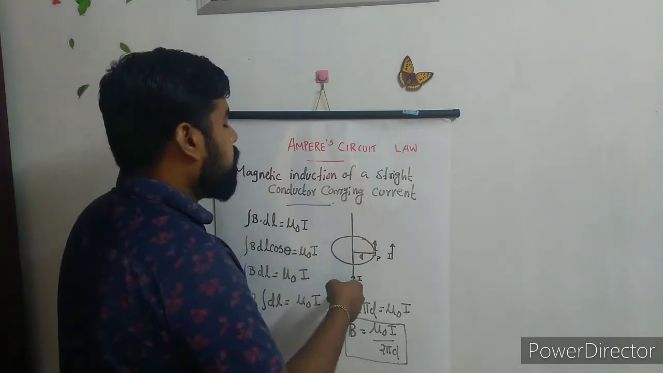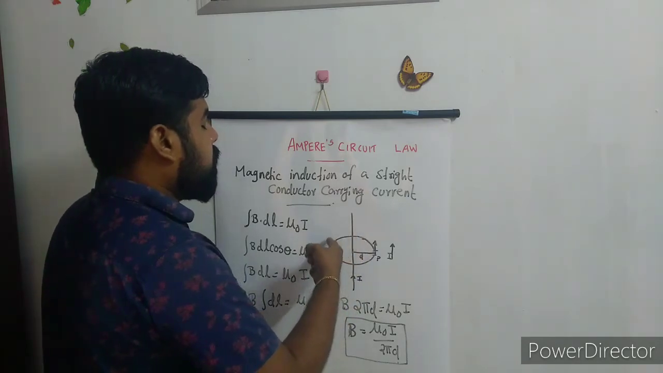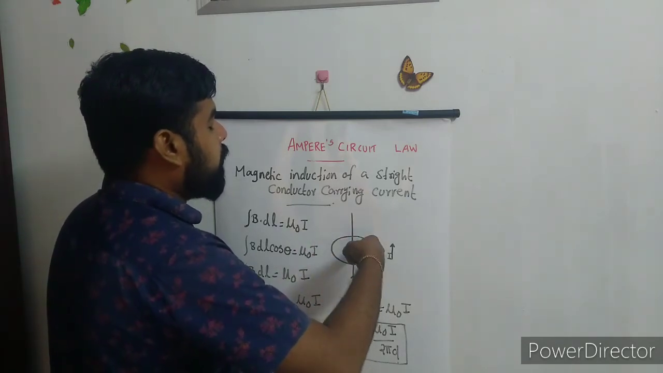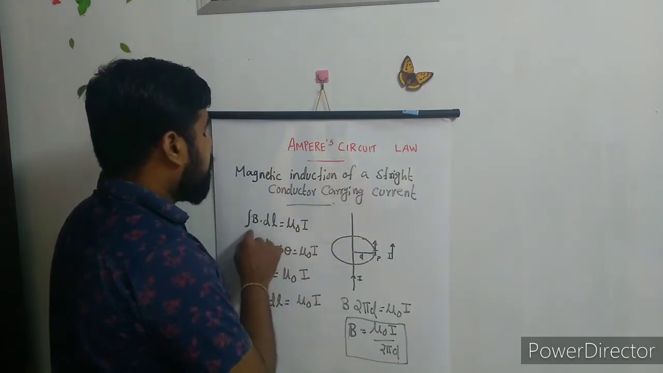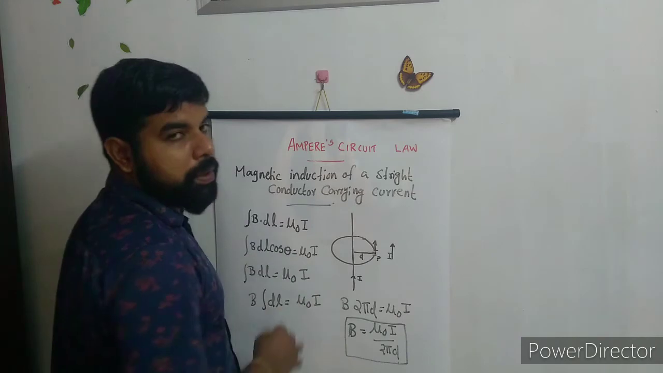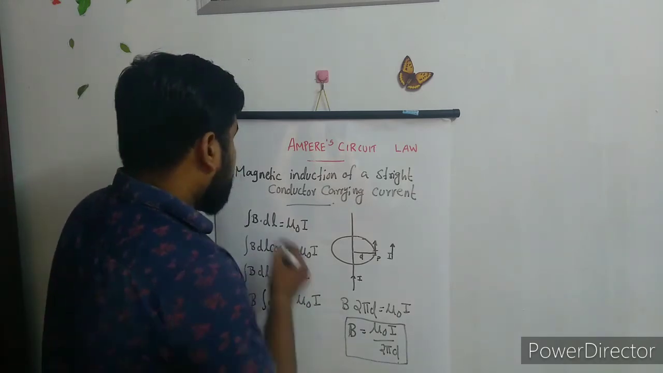Magnetic field, okay. In the region of the magnetic field and the circle, using Ampere's circuital law, what is the magnetic field? The integral of B dot dl is equal to mu 0 I.